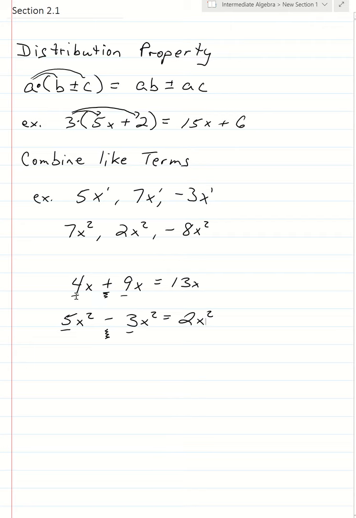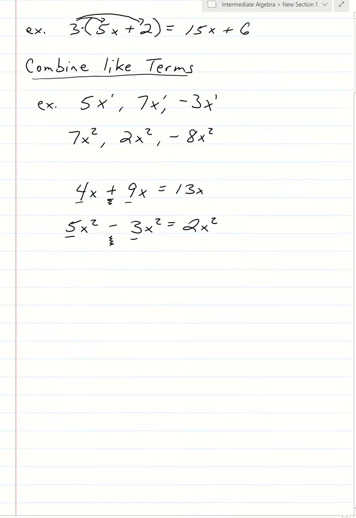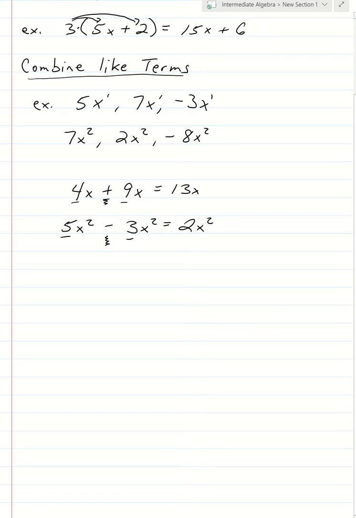Now you may recall that number 4, 9, 5, and 3, those numbers have a special name. It's called the coefficient. Okay? So basically when you combine like terms, you're going to add and subtract the coefficients. The variables and the exponents just come along for the ride. So the distribution property and the combining of like terms are very important, okay? And we're going to need them for our section 2.1. Because section 2.1 will be all about solving what we call linear equations.